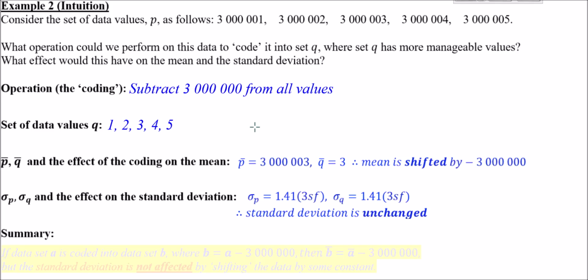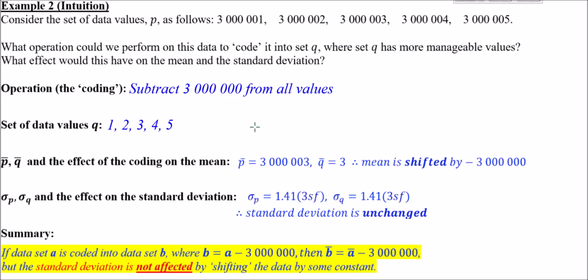Well, the summary is if data set A is coded into set B, where B is A minus 3,000,000, then the mean of B is the mean of A subtract 3,000,000. But the standard deviation, this is really important, is not affected by shifting the data by some constant. So if we take a data set and add something to it or subtract something, the standard deviation isn't altered. The standard deviation is only affected when we multiply or divide a data set by a constant.